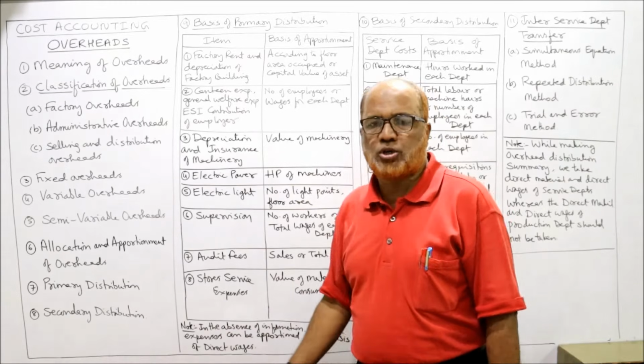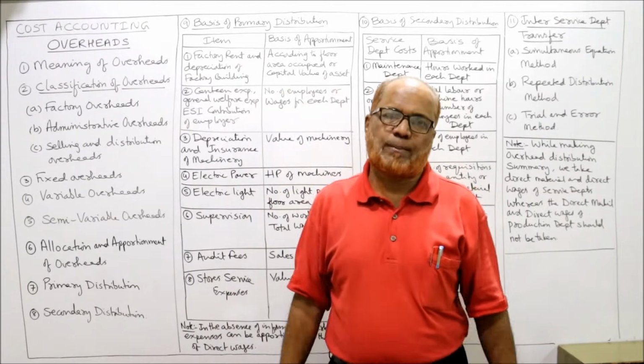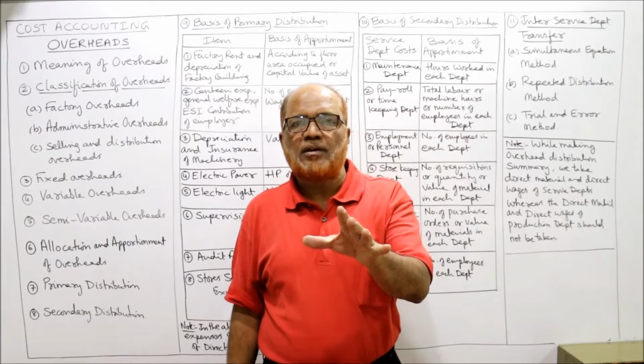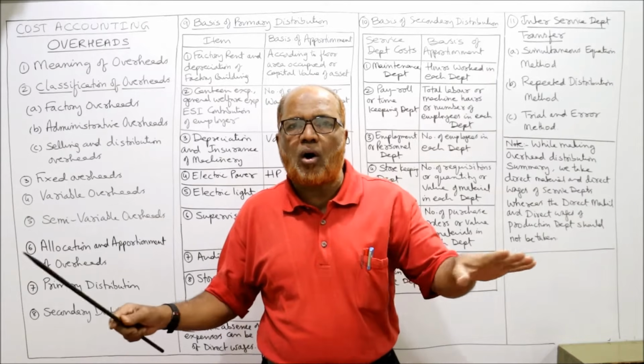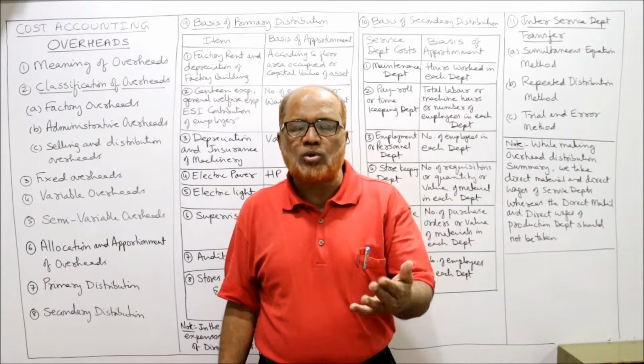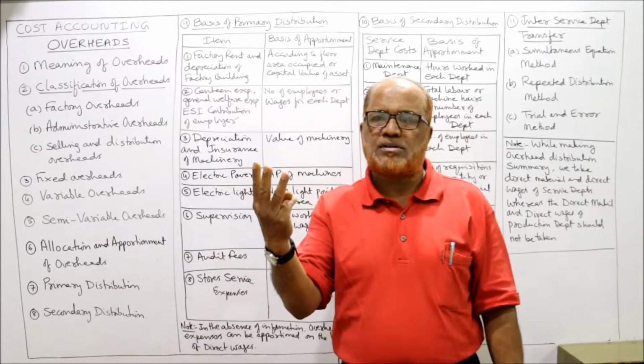Now primary distribution. There are two types of distributions called primary distribution and secondary distribution. Primary distribution means allocation and apportionment of overheads among all departments. Suppose in a manufacturing organization there are three types of departments.